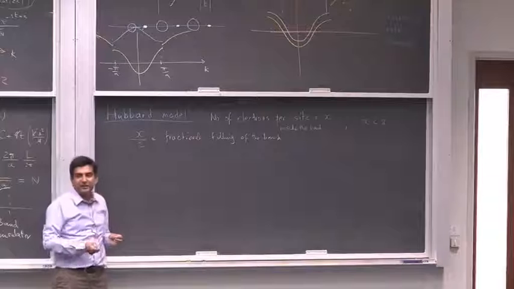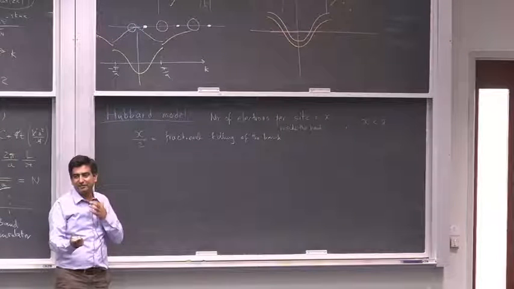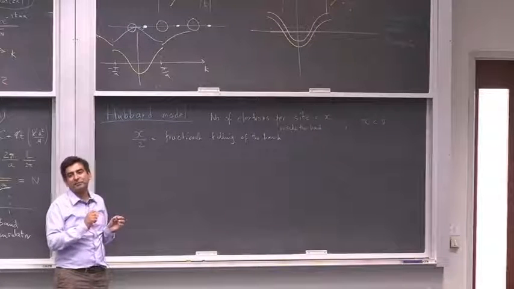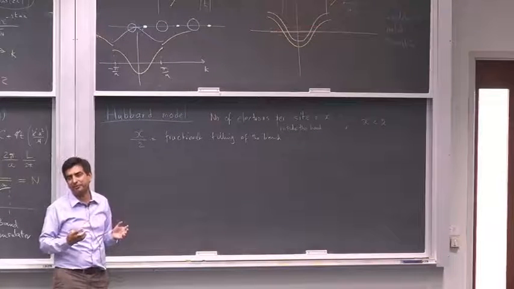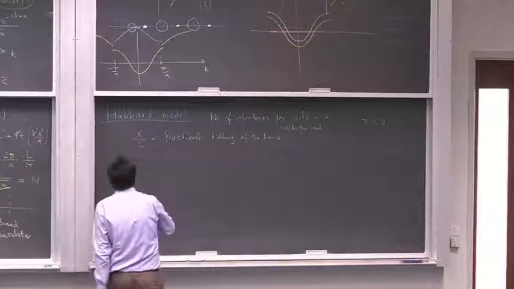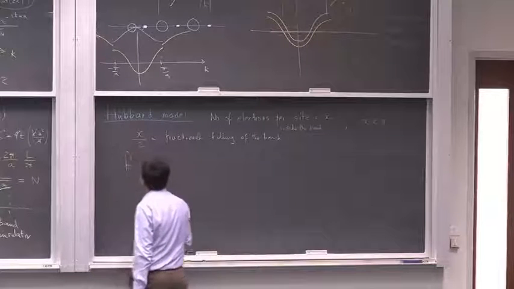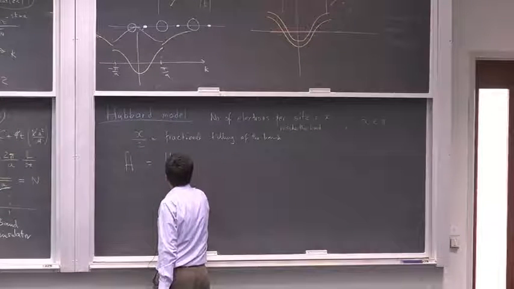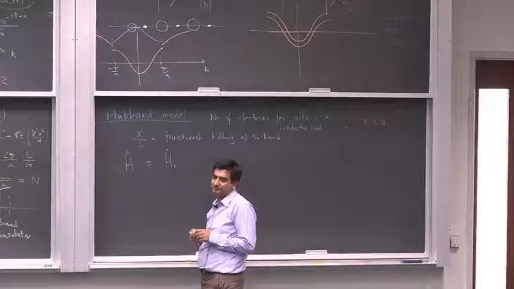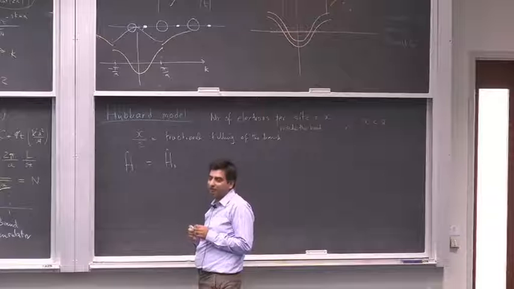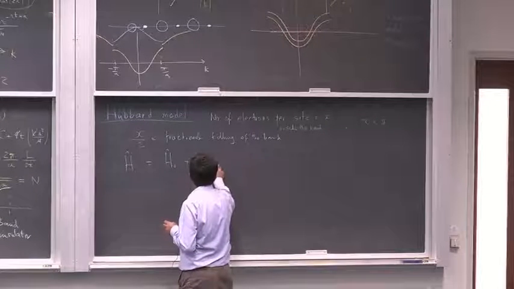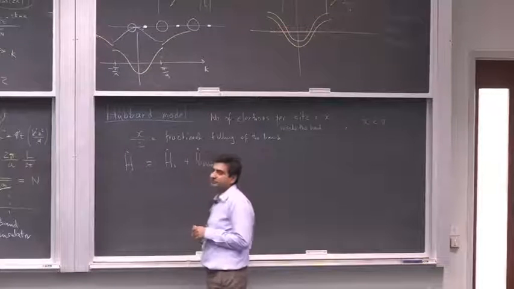So for each band, we define an x, which is the average number of electrons on a particular site. Now the Hubbard model would like to introduce interactions between the electrons. Alright? So, we have a new Hamiltonian. The new Hamiltonian is a sum of the tight binding Hamiltonian, which I call H0, plus some Hamiltonian that is specific to the Hubbard model, which talks about interactions between the electrons.